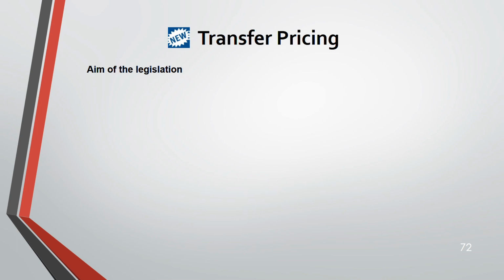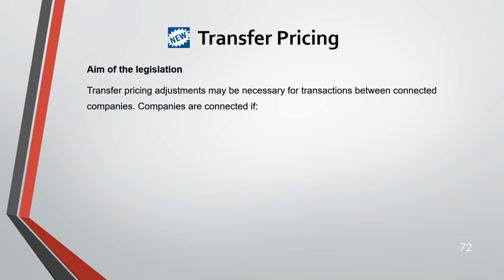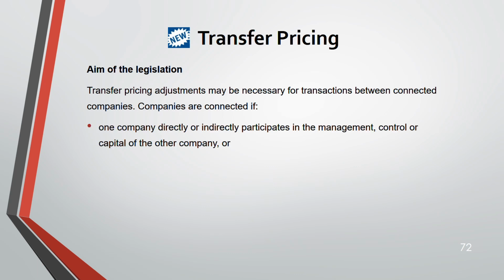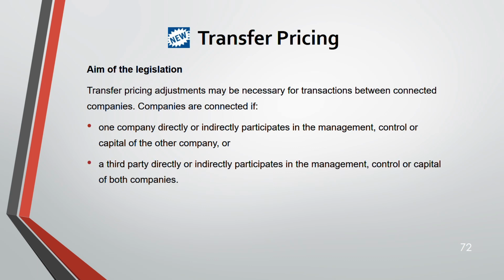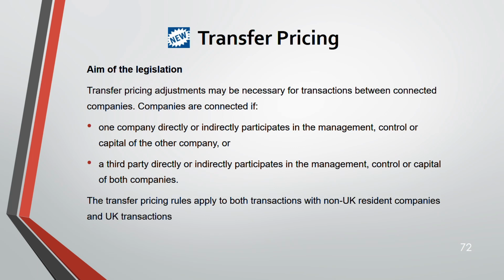Next on the list, which is new and which is important, on which you might be tested in ATX, is transfer pricing. What is the aim of the legislation? This is necessary between connected companies. Companies are connected if one company directly or indirectly participates in the management, control or capital of the other company, or a third party directly or indirectly participates in the management, control or capital of both companies. Transfer pricing rules apply to both transactions with non-UK resident companies and UK transactions.